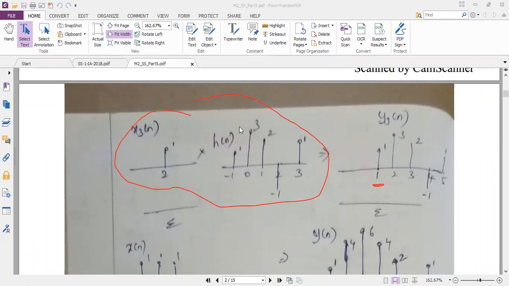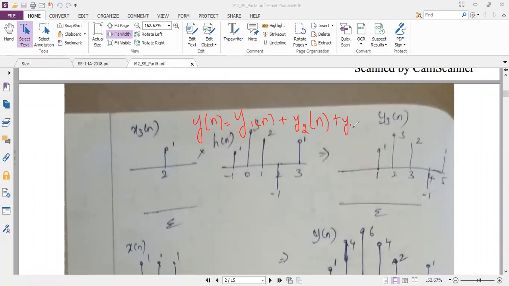So almost our work is completed. Have you written the y3 of n output in your notebook? Yes, ma'am. So now we need to write the final step. y of n is equal to y1 of n plus y2 of n plus y3 of n. However many outputs we got, that many outputs we have to write in this form.